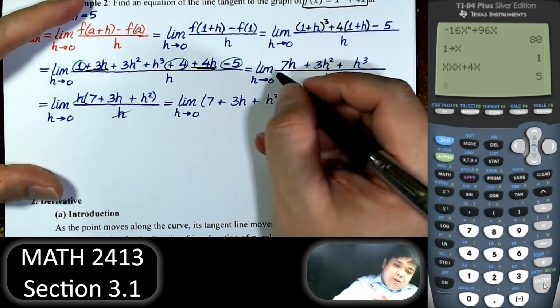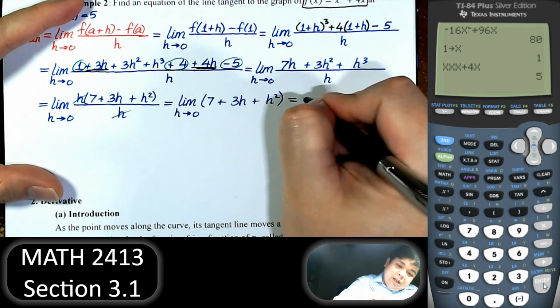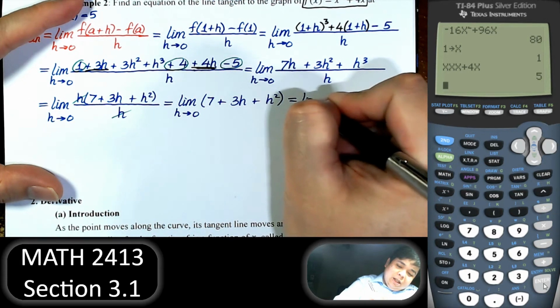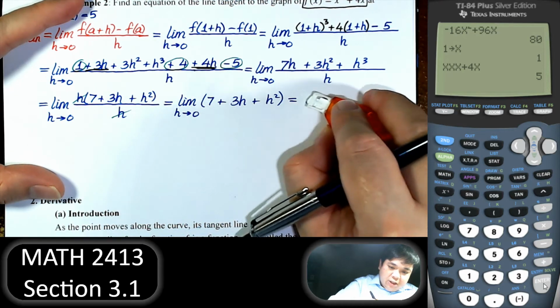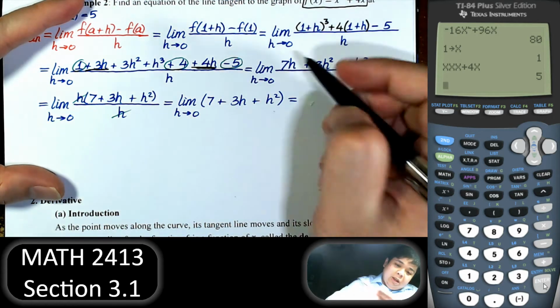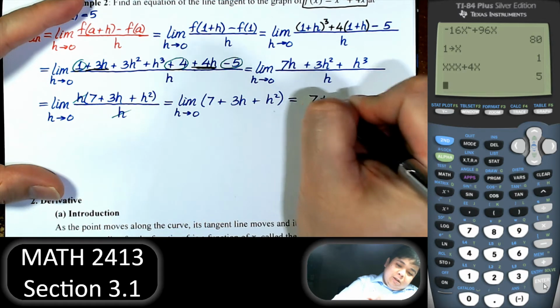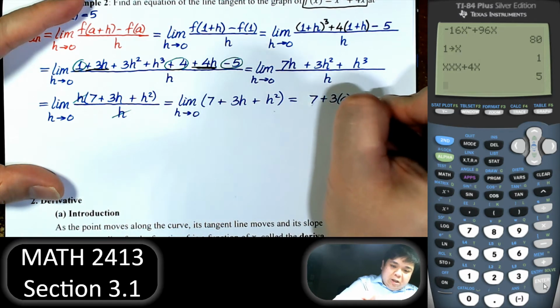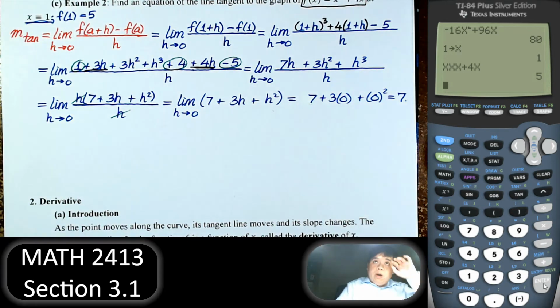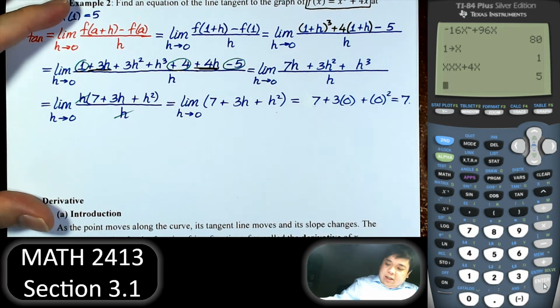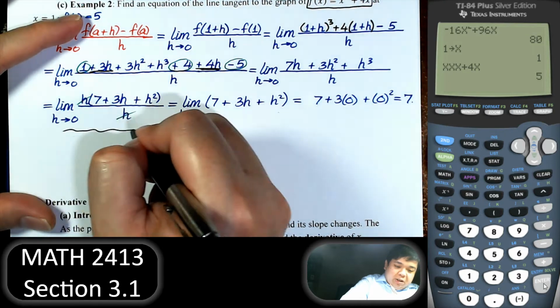H goes to 0, so we end up with the limit. When h goes to 0, I just substitute 0 in for h. 7 plus 3 times 0 plus 0 squared is 7. So that is the slope of the tangent line, 7. Next, we find the equation of the tangent line.